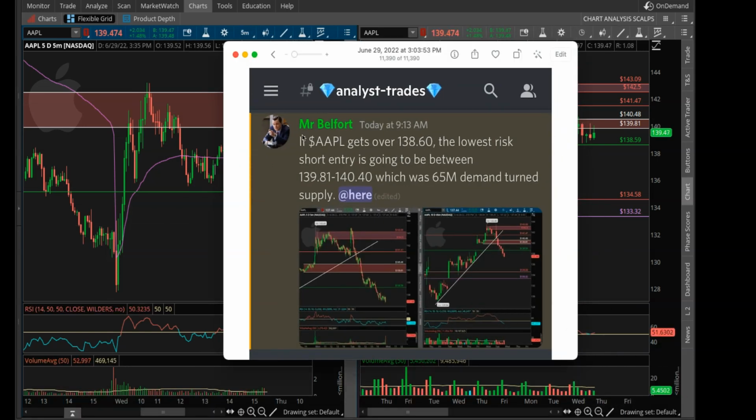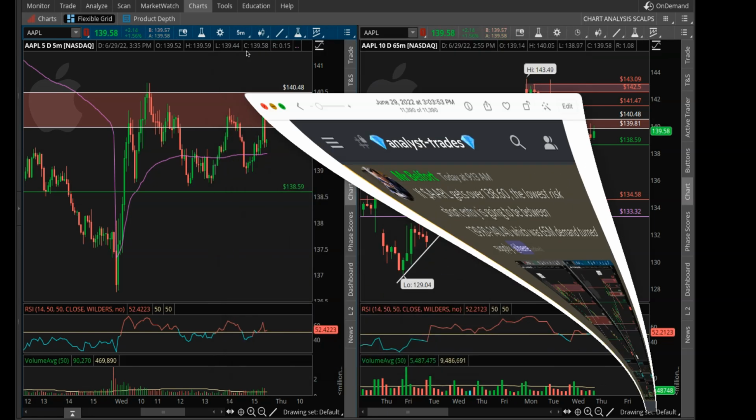So before open, I posted the chart and I said if Apple gets over 138.60, the lowest risk short entry is going to be between 139.81 and 140.40, which was that 65-minute demand turned supply. So I wanted to see price break above that 138.60 and make its way into old demand, which is now supply, reject, and make our way back into that support area. So this is exactly what we got.